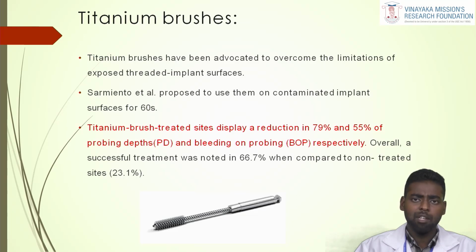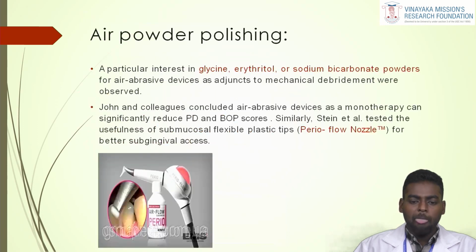Moving on to titanium brushes, which were previously exposed in the 60s but have recently been approved by associations. It has been proven that titanium brush treated sites show 66.7% less inflammation than non-treated sites. And moving on to air powder polishing, using materials called glycine and erythritol with a perio-flow nozzle, the implant surface is cleaned with a high-pressure sandblasting technique, so that the implant surface will not be damaged by the pressure.